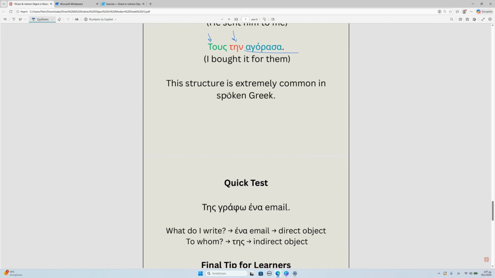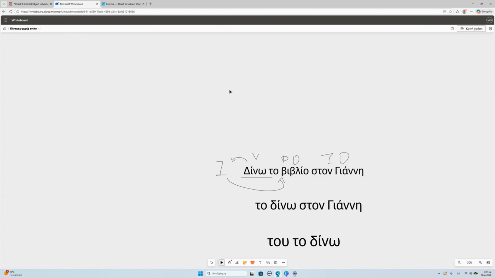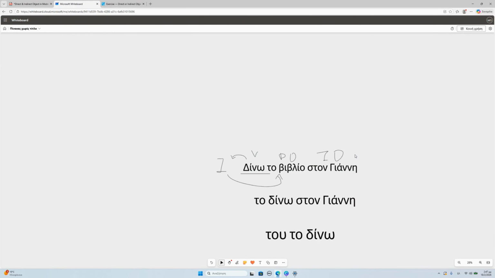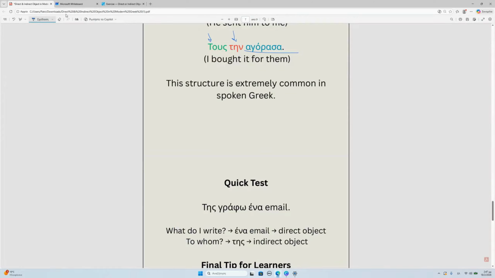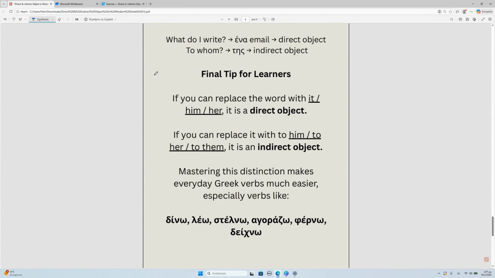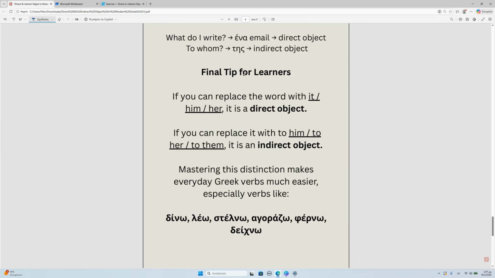As it's written here, this structure is extremely common in spoken Greek. If you want, you can copy paste or take a print screen of this to remember. We replace first το βιβλίο, and then we replace στον Γιάννη: το δίνω στον Γιάννη, του το δίνω. A final tip: if you can replace the word with it, him, her, it is a direct object.